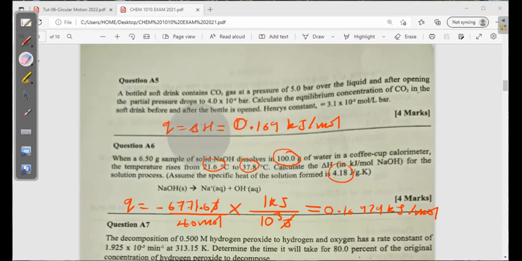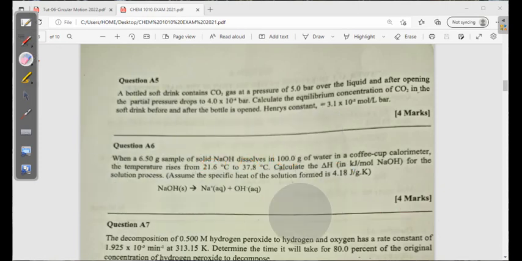Is it okay? All right. So let's proceed to question 7.